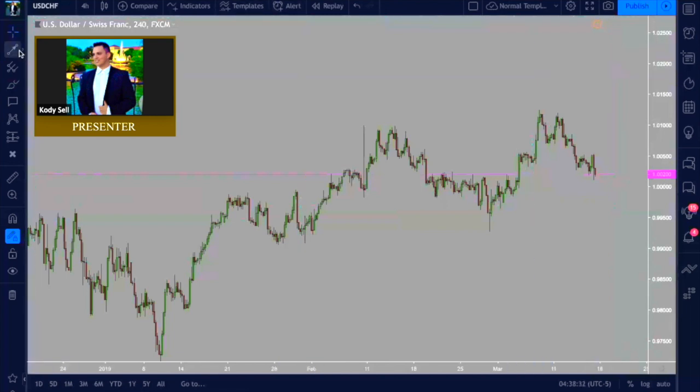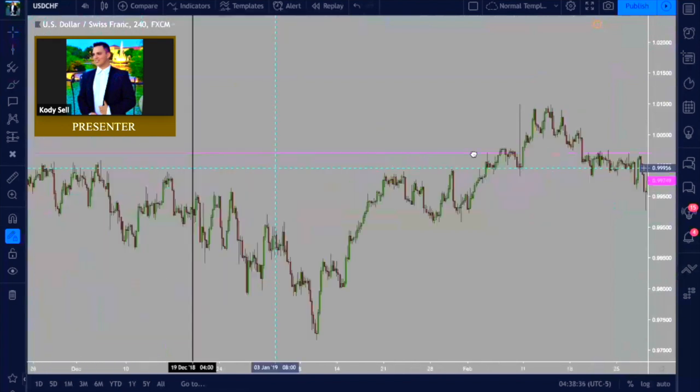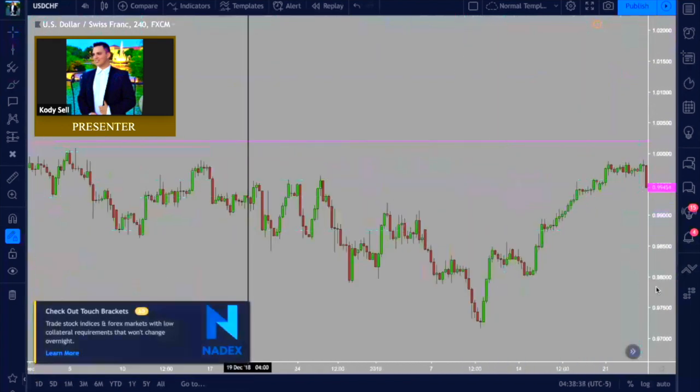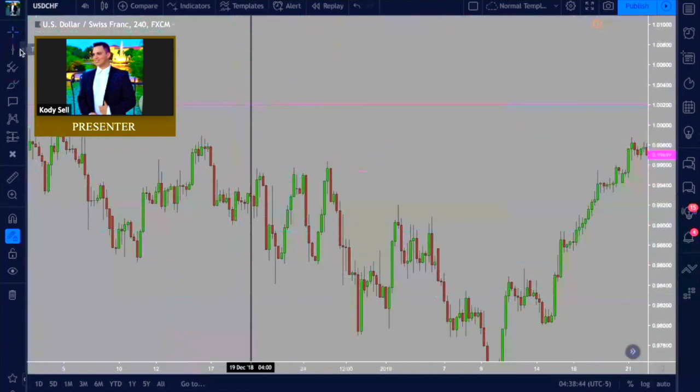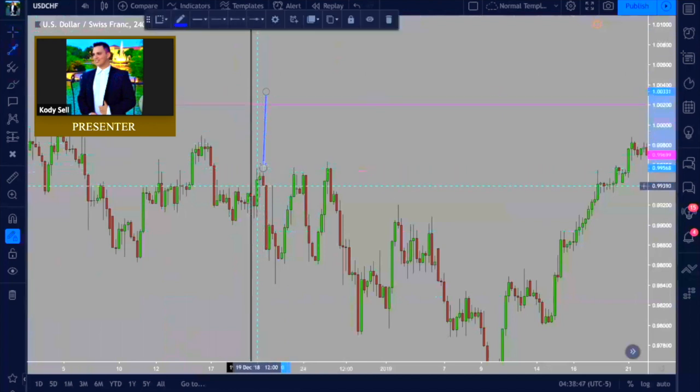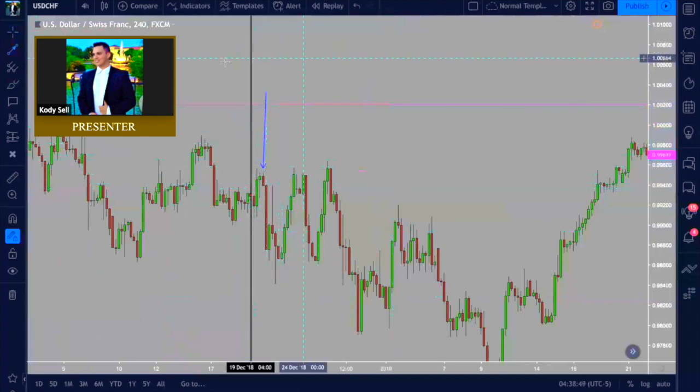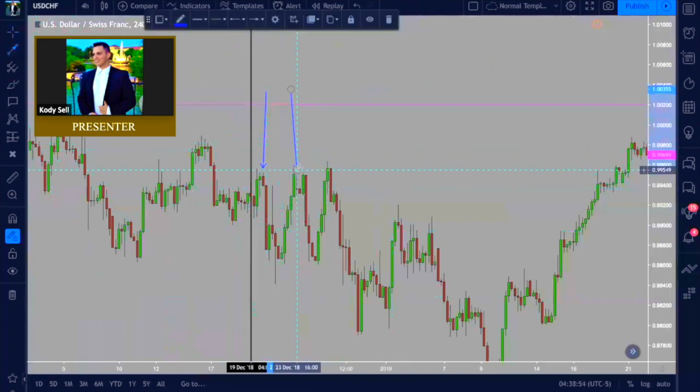Let's just throw a vertical line right on over here, and we'll just start from there. So let's zoom in. All right, so we're going to start right here. Now, the first thing right off the bat that I'm noting is that we've got a bounce right here. All right, pretty clear bounce. And then we came back up and we bounced again.